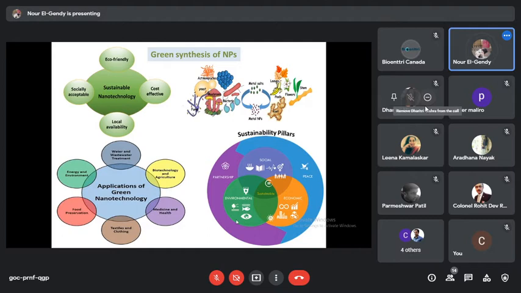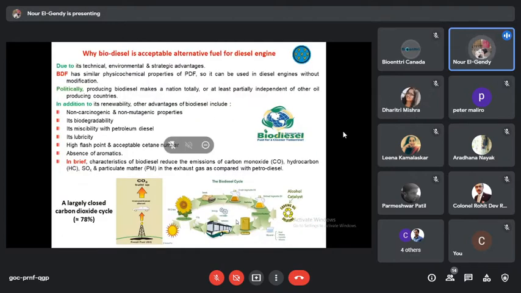in the environment. Why is biodiesel acceptable as an alternative fuel for diesel engines? As a type of valorization of waste, because it is biodegradable, non-carcinogenic, miscible with petrol diesel, has high lubricity and high flash point, so it can be safely stored for a long period without any expected firing, acceptable cetane number, absence of aromatics. Briefly, it is a large closed carbon dioxide cycle, leads to a decrease of 78% of the emitted carbon dioxide from petrol diesel.